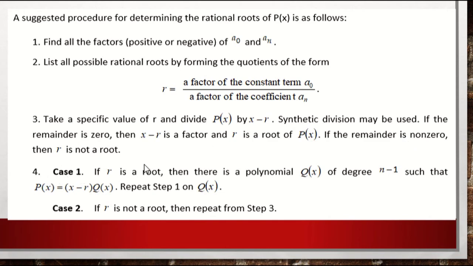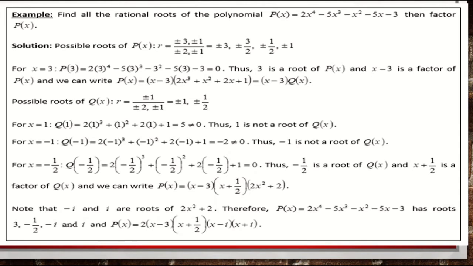Case 1, if r is a root, then there is a polynomial q of x of degree n minus 1 such that p of x is equal to x minus r times q of x. Then, repeat step 1 on q of x. Then, case 2, if r is not a root, then repeat from step 3. Okay, to understand better on how to determine the rational roots of p of x, let us have this example.